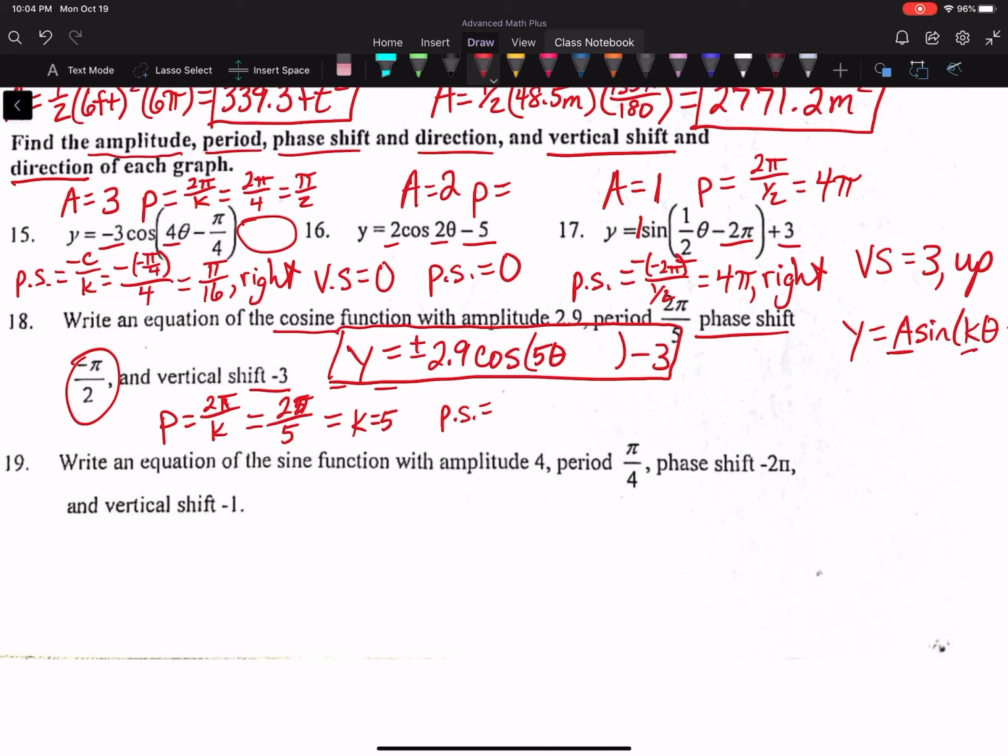And then to get c, again, same process, the phase shift. Phase shift is negative c over k, which equals negative pi over 2. And you plug in your k. So we're going to have negative c over 5 equals negative pi over 2. And we're going to multiply by negative 5 on both sides. That's much better. So c will be positive 5 pi over 2. I'm so sorry about that.